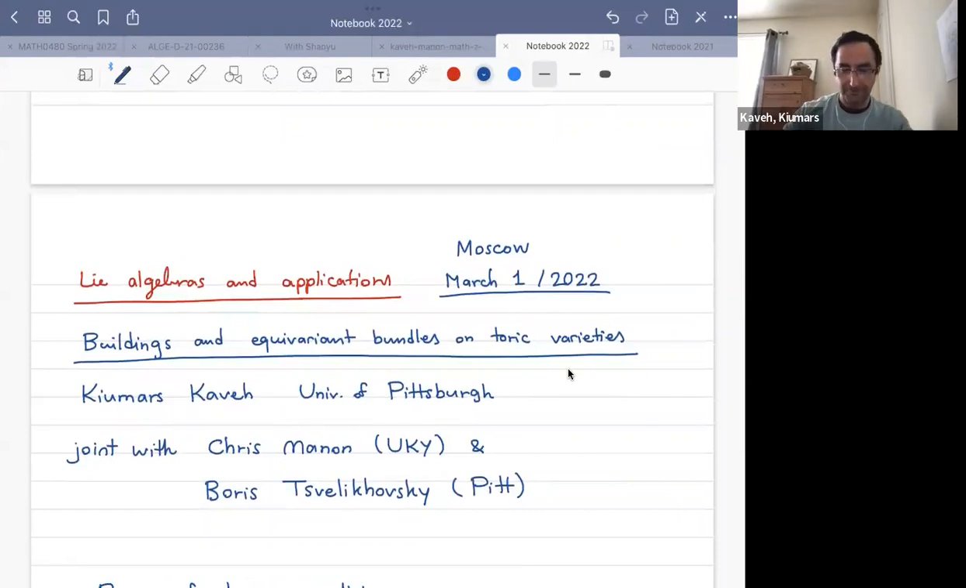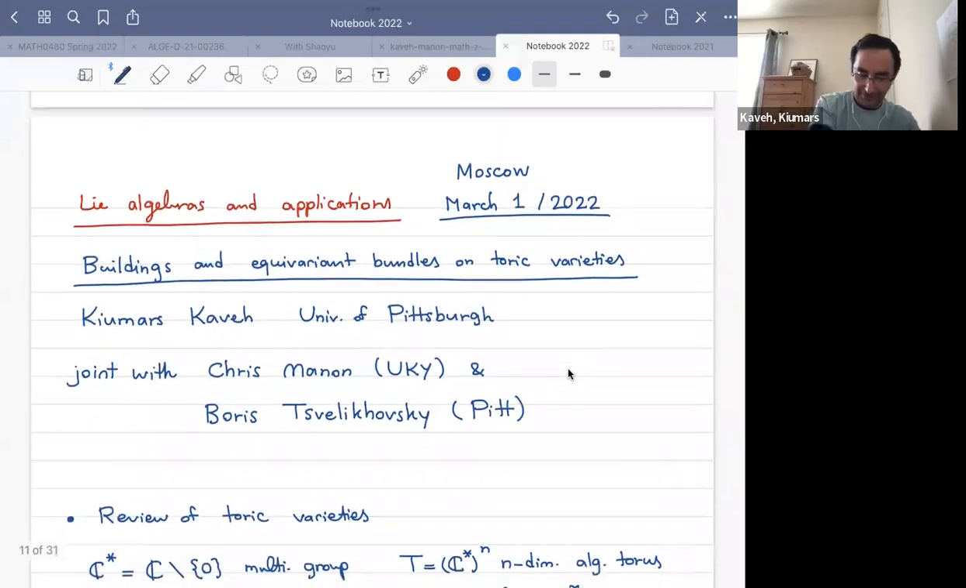It's great to present some results to this group of smart people and experts, and also see a lot of good friends that I haven't seen for a few years. So I'll talk about some relatively recent results about bundles on toric varieties and buildings.